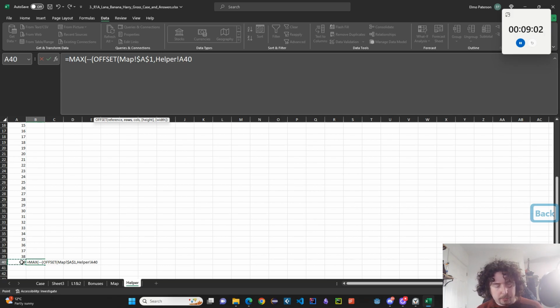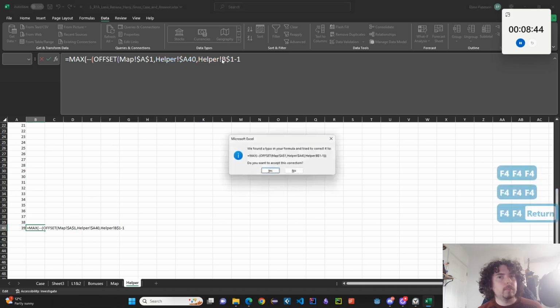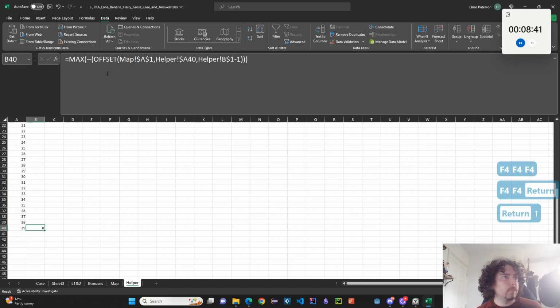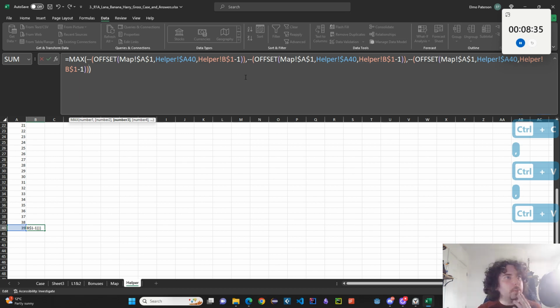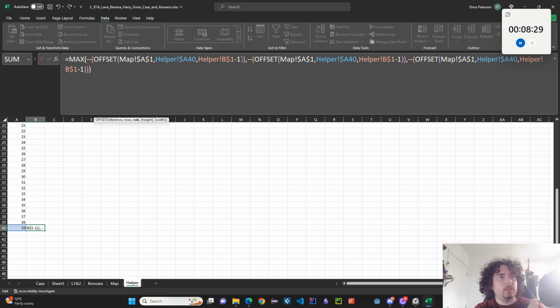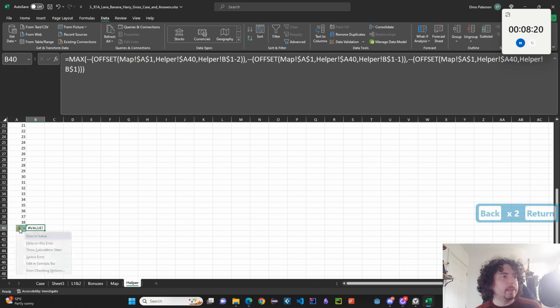But we don't want the -1 this time, because we do actually want the 40th row. But we do want b minus 1. And we want to lock this one to the column and this one to the row. Okay, so what are our three options? Our three options are, we can go to the left, which is going to be minus 2. We can stay where we are, which is going to be minus 1, or we can go to the right, which is going to be minus 0. And that's given us an error.